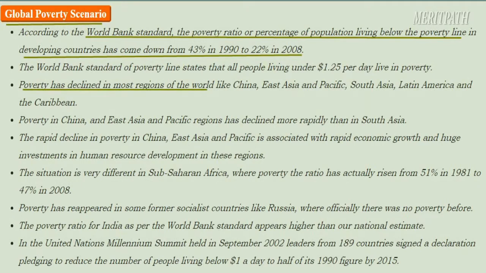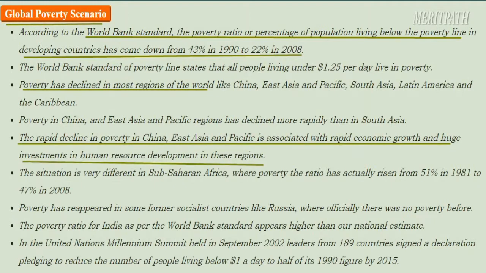Poverty has also declined in many regions of the world, such as China, East Asia, Pacific, South Asia, Latin America, and Caribbean. Poverty in China and East Asia and East Pacific regions has declined more rapidly than in Southern Asia. The rapid decline of poverty in China, East Asia and Pacific regions is associated with rapid economic growth and huge investments in human resource development in these regions.